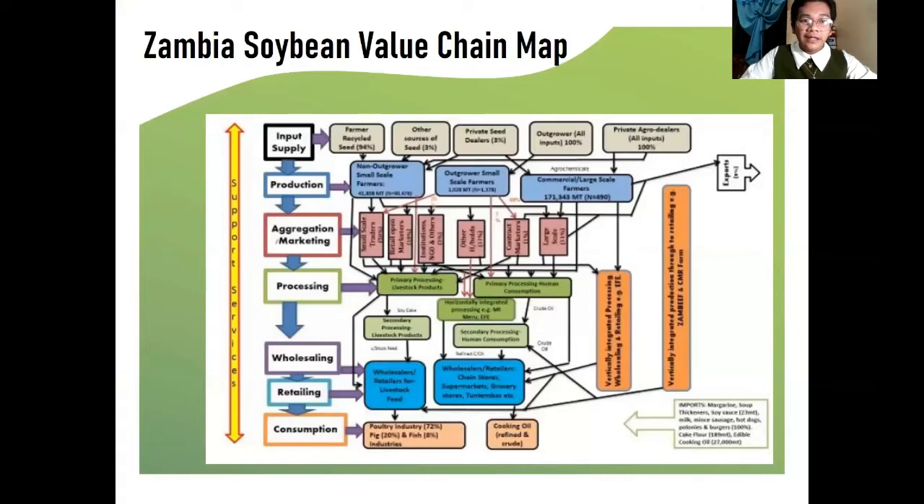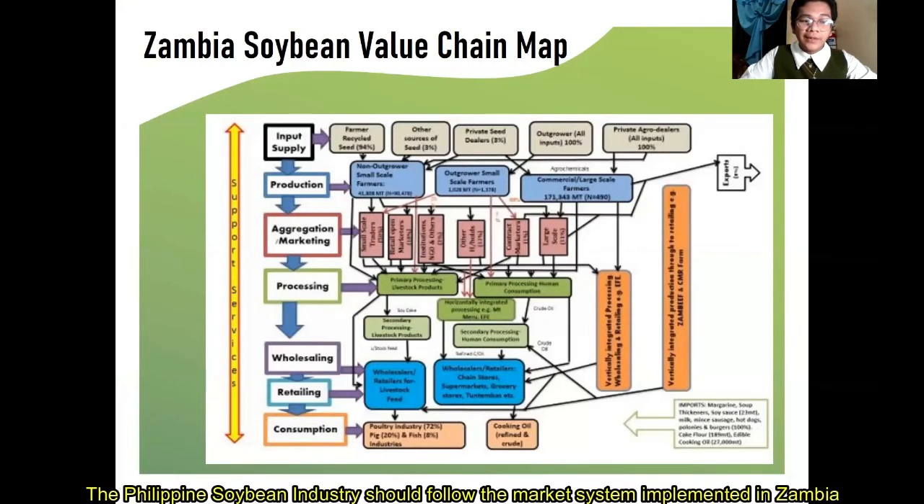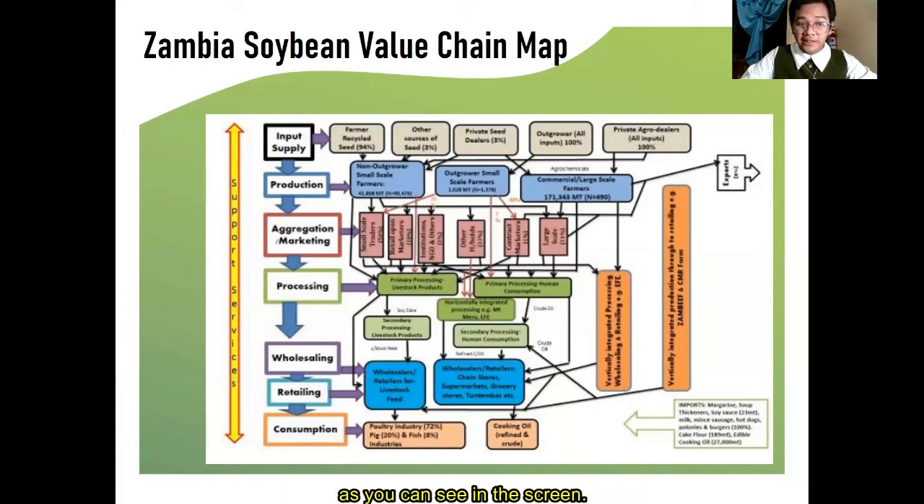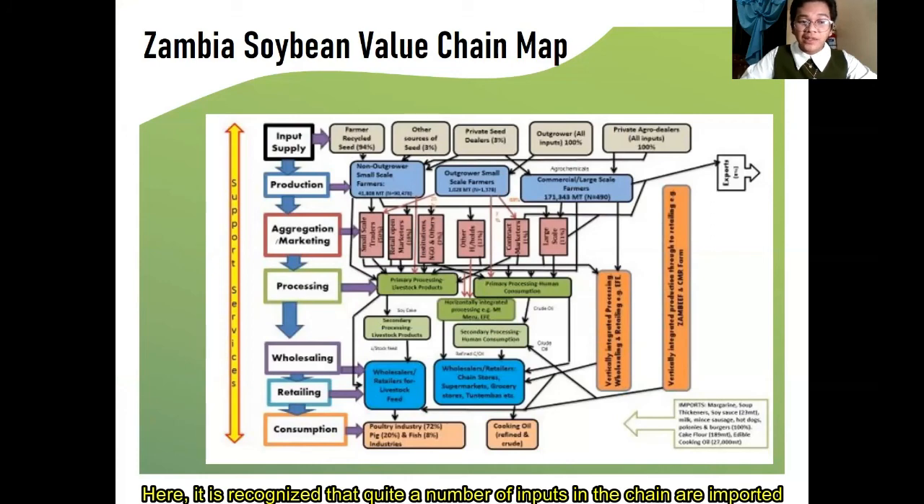Then we have this figure on the screen. The Philippine soybean industry should follow the market system implemented in Zambia, as you can see on the screen. Here, it is recognized that quite a number of inputs in the chain are imported before being supplied by input suppliers to the producers. The number of players at each function of the value chain is large in most cases, and this together with the constraints, opportunities, and supporting institutions, which may reflect policies and enabling environment issues, as well as provision of business development and other services.